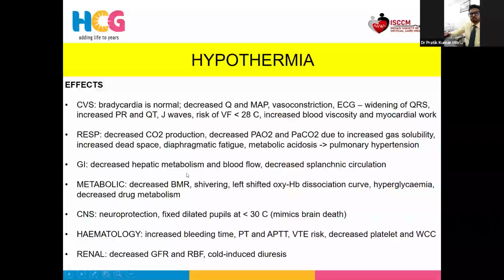In the GI system, it decreases hepatic metabolism and blood flow, and decreases splanchnic circulation. In metabolic effects, it decreases the BMR, shivering, left shift of the oxyhemoglobin dissociation curve, hyperglycemia, and decreased drug metabolism. In the CNS, there is neuroprotection, and a fixed dilated pupil if less than 30 degrees centigrade. It may mimic brain death. In hematology, increased bleeding time, PT and aPTT, increased VTE risk, and decreased platelet and WBC counts. In renal, it decreases the GFR and sometimes causes cold-induced diuresis.